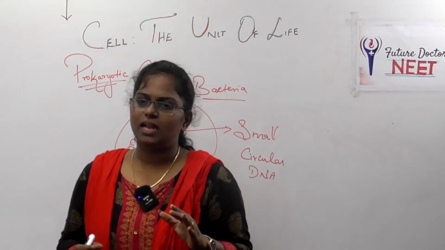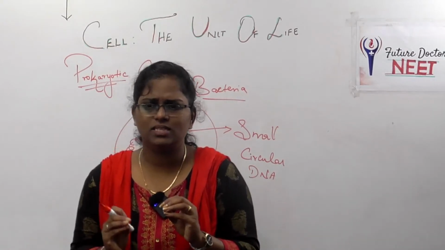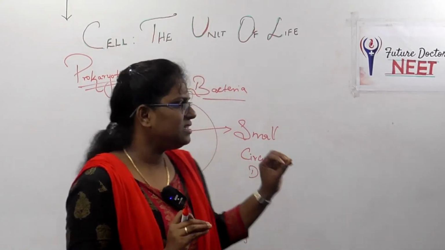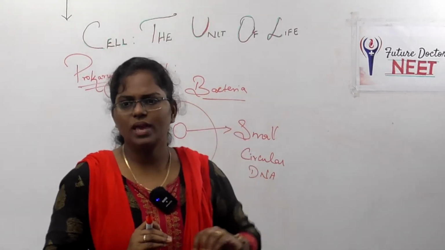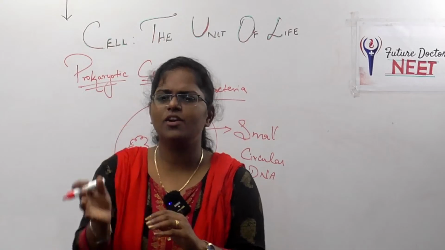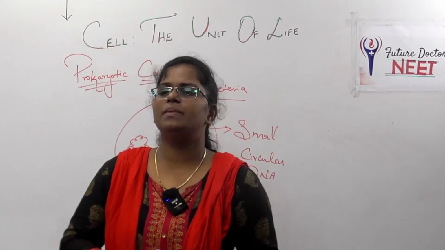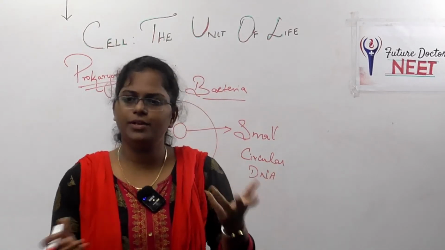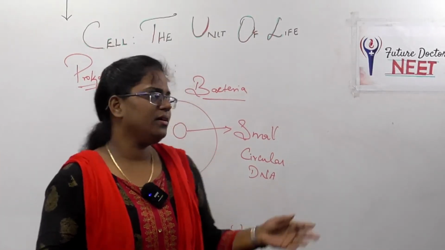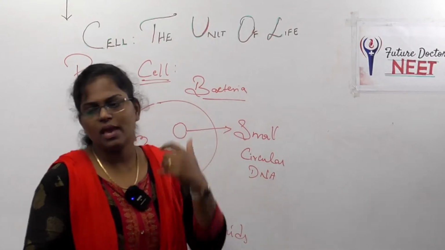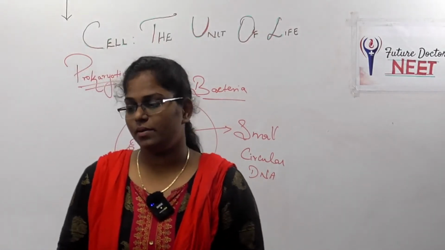Except for ribosomes, some other organelles will be present in eukaryotic cells but absent in prokaryotic cells. For example, the nucleus will be present in the eukaryotic cells and absent in the prokaryotic cells. This is just an example.